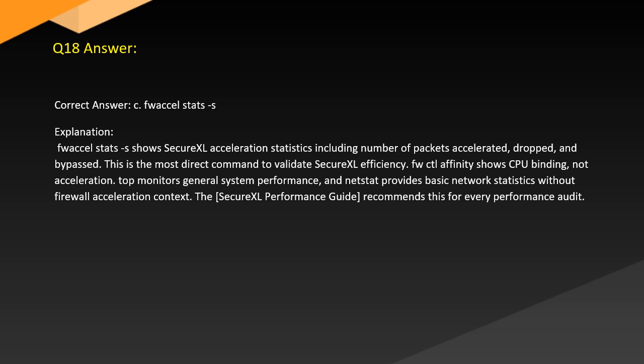Answer. Correct answer: C. fwaccel stats. Explanation. fwaccel stats shows SecureXL acceleration statistics including number of packets accelerated, dropped, and bypassed. This is the most direct command to validate SecureXL efficiency. Velocity shows CPU binding, not acceleration. Top monitors general system performance, and netstat provides basic network statistics without firewall acceleration context. The SecureXL Performance Guide recommends this for every performance audit.